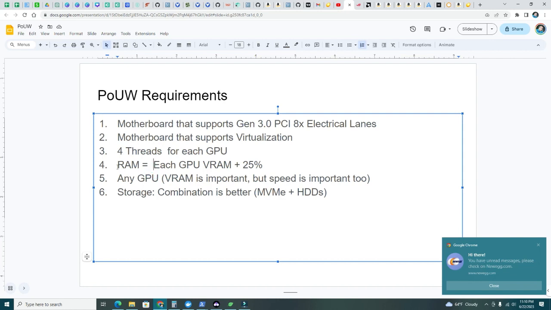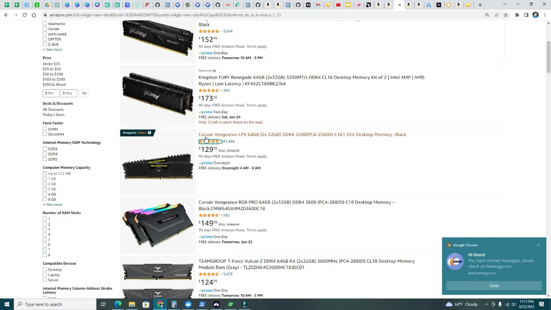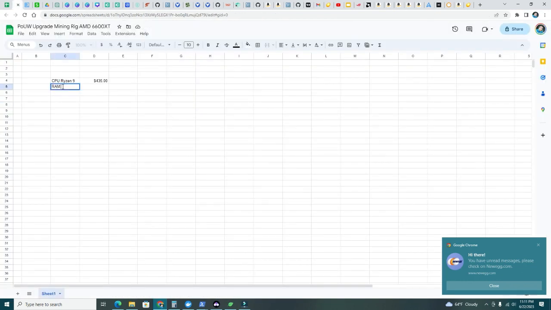Let's move on to the next one, RAM. For each GPU, we need 25% more. In this case, I've got 6 GPUs of 8 gigabytes each. That will be 48 plus 25%, which is 60 gigabytes minimum. So I'll be good if I have 64. Let's find out. I found this one: the Corsair Vengeance LPX 64 gigabytes, 2 DIMMs of 32 each, DDR4, 3200 speed, for $129.99. Let's put that there. RAM, 64 gigabytes, $129.99. All right, let's keep moving.